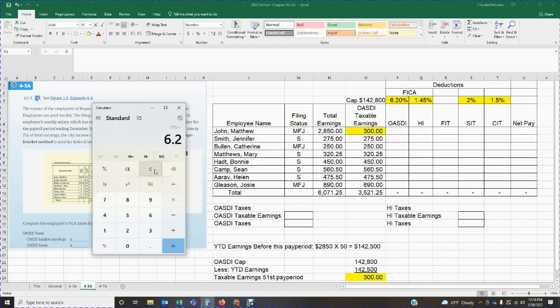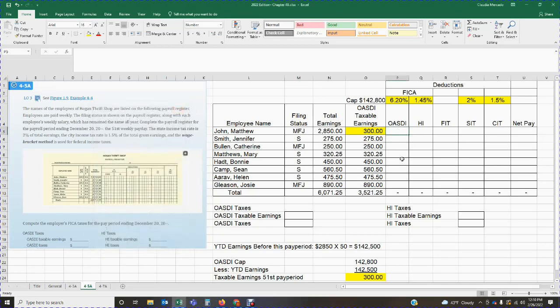275 times 6.2%, so on and so forth, 1705, okay? I am not going to be using my calculator. It's too tedious. I'm going to put a formula, okay? So if you're familiar with Excel, we're going to enter a formula. This is the formula that I'm going to enter, okay? I'm going to make sure I take care of my rounding issue, okay?